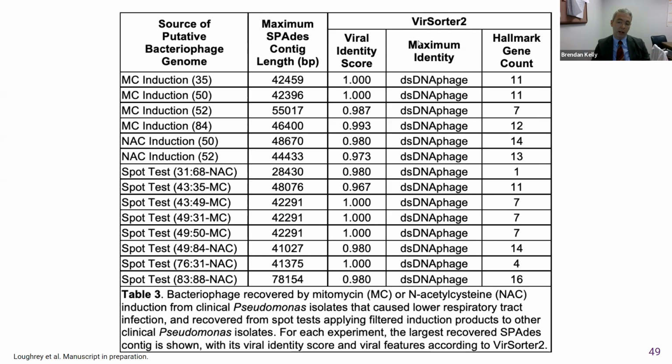There are bioinformatic algorithms, and the one we use is VirSorter, that look for characteristic or hallmark genes associated with bacteriophage and assign a maximum identity as well as a viral identity score. And all of these had really high hits. Max score is 1, suggesting that we really were detecting from these samples inducible bacteriophage in these clinical Pseudomonas isolates from subject lungs, and bacteriophage that are both inducible with N-acetylcysteine and also demonstrate cross-lytic activity against other multi-drug resistant Pseudomonas isolates. So this is another potential avenue to helping control bacterial repopulation post-antibiotic treatment.